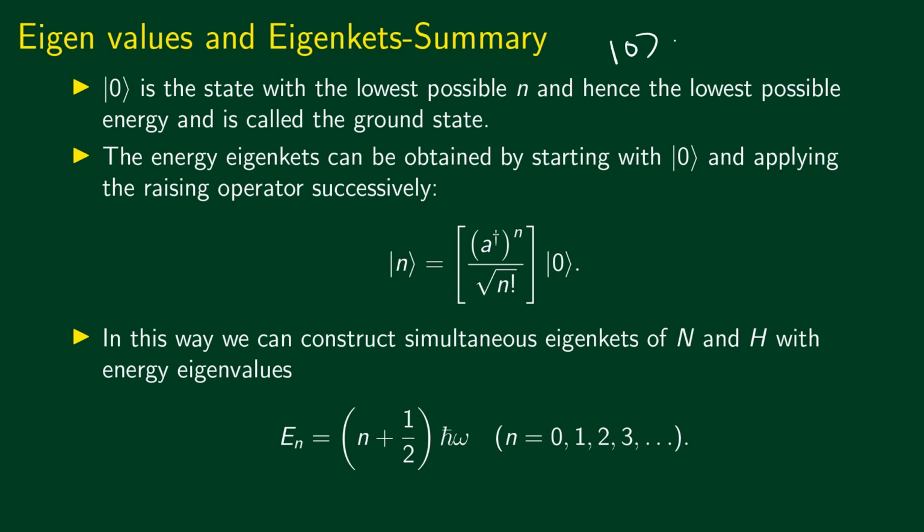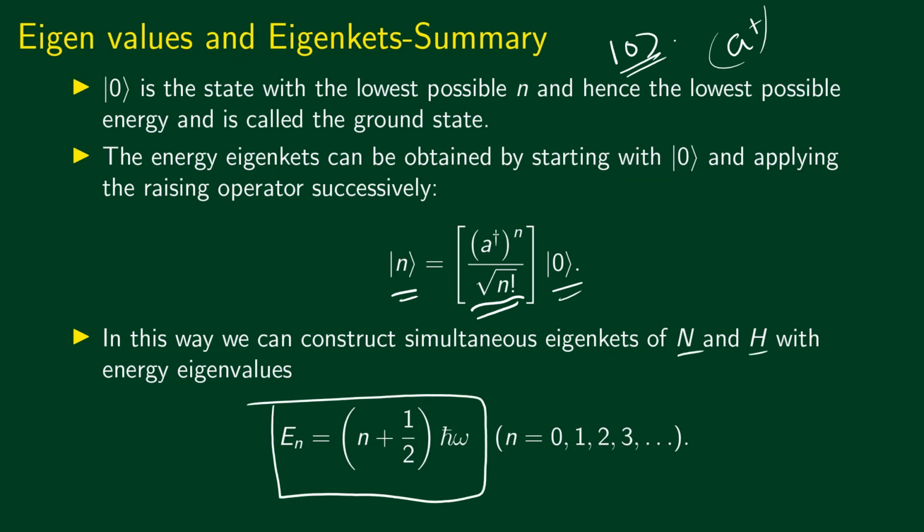We can obtain all other energy eigenkets by starting with ket 0 and applying the creation operator successively to it. And the normalized eigenkets corresponding to higher energies can be obtained as ket n is equal to a dagger raised to n, which means that a dagger is applied n times, divided by square root of n factorial acting on ket 0. In this way, we can construct simultaneous eigenkets of n and H with energy eigenvalues E_n equal to n plus half h bar omega, where n can take values 0, 1, 2, 3, etc. And that's where we concluded the last class.